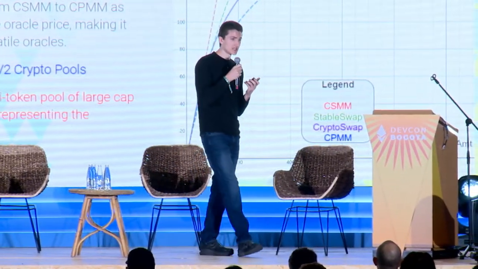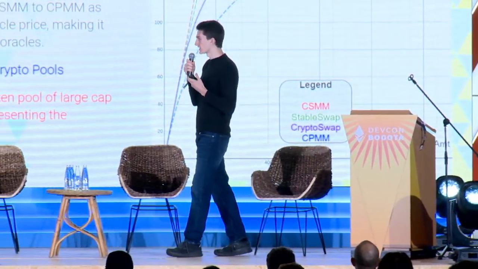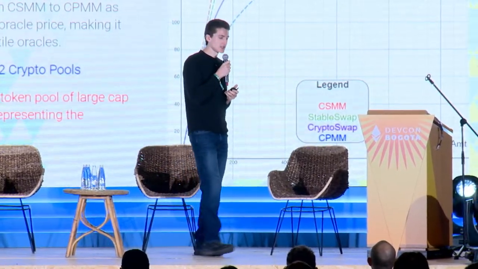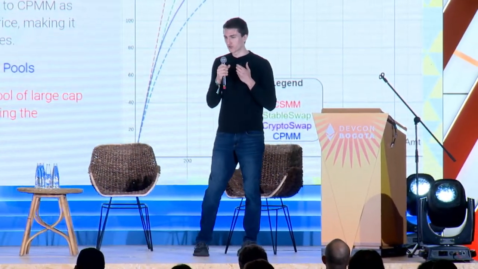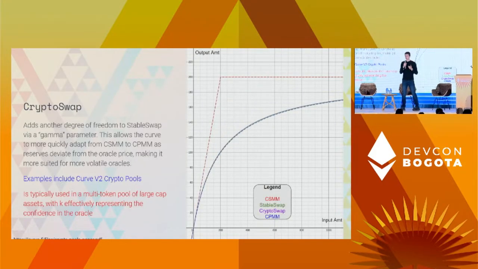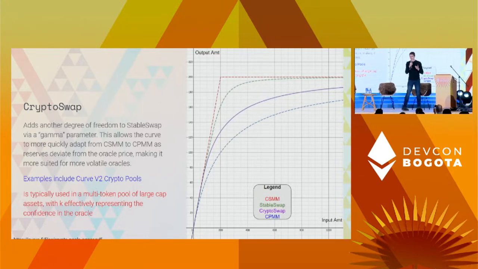So what Curve did is they took that StableSwap curve and essentially added another degree of freedom to it, called the gamma parameter. And this parameter allows the curve to more quickly adjust from the constant sum to the constant product as the reserves get more and more out of balance.